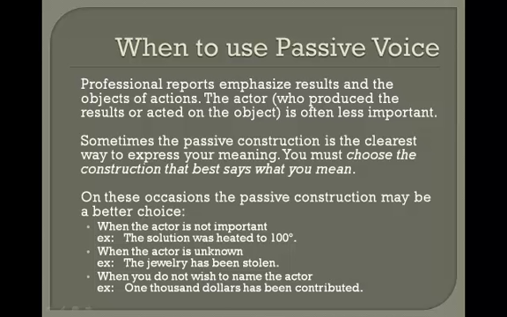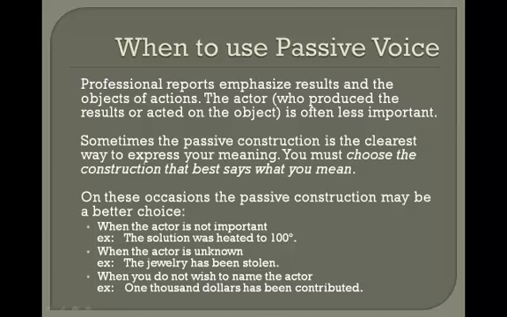There's another example of when the actor is not important. So, the solution was heated to 100 degrees is passive voice. We've got the verb form of to be, was, and then the past participle heated. It doesn't matter if I was the one who heated it, or you heated it, or the professor heated it. We just take the actor out of the sentence. Sometimes the actor is unknown. So there's an example of that.